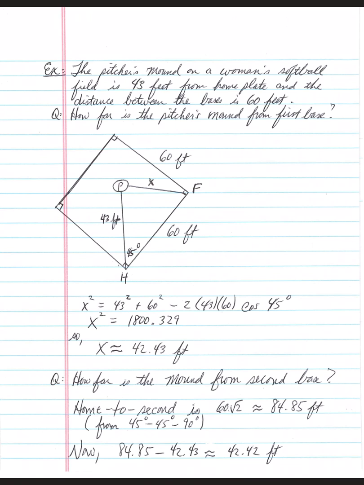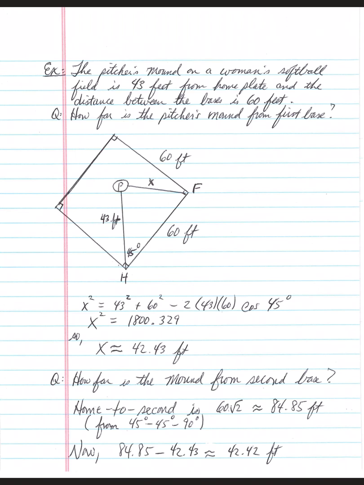Let's do an application. The pitcher's mound on a woman's softball field is 43 feet from home plate, and the distance between the bases is 60 feet. So we have a square outlining the situation. All four sides are 60 feet. How far is the pitcher's mound from first base?